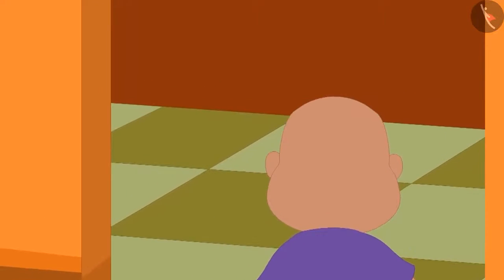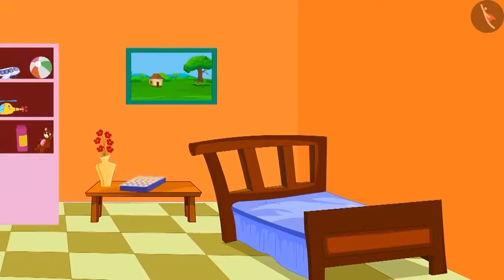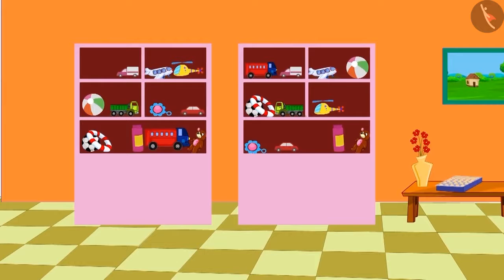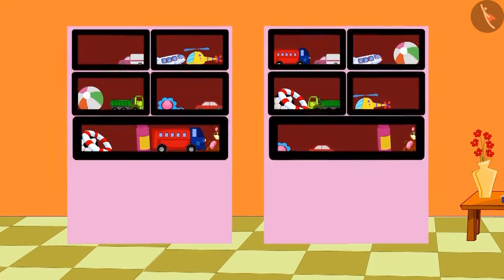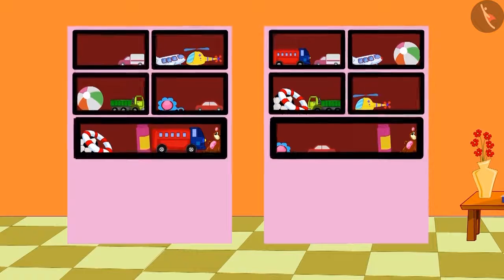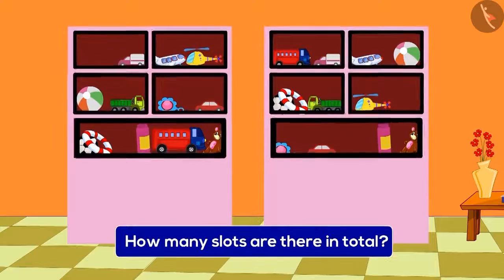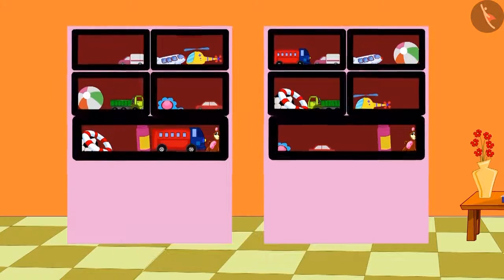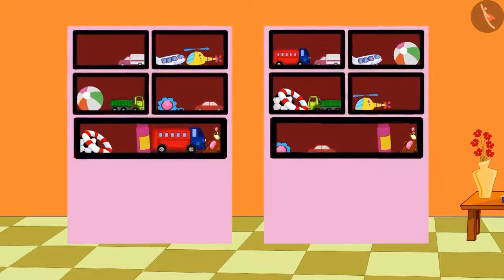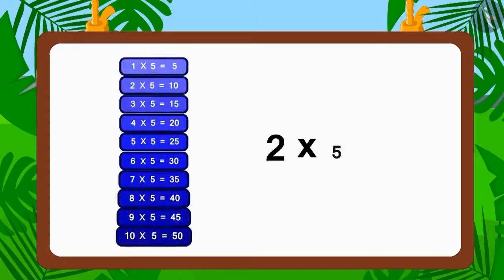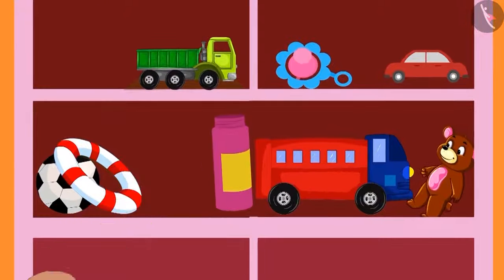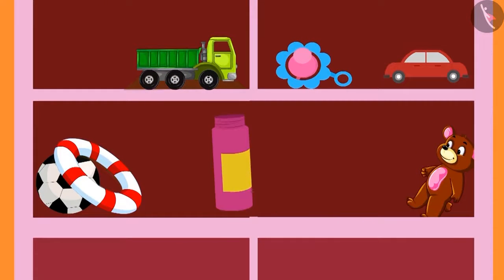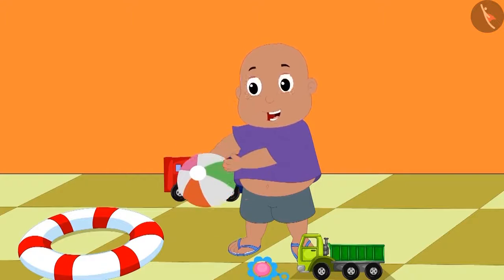Now Bablu went to a room. It was a huge room with 2 cupboards. Each cupboard had 5 shelves. Can you find out how many shelves were there in total? How will we write this by using multiplication? 2 multiplied with 5. How much is it? 10. Bablu took a few toys from one of those cupboards and started playing with them.